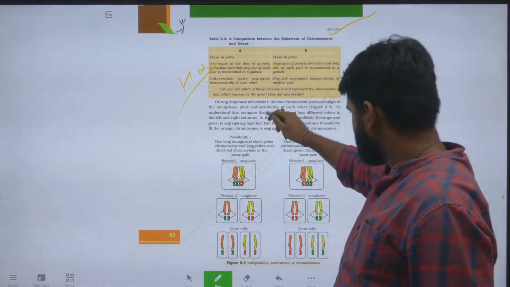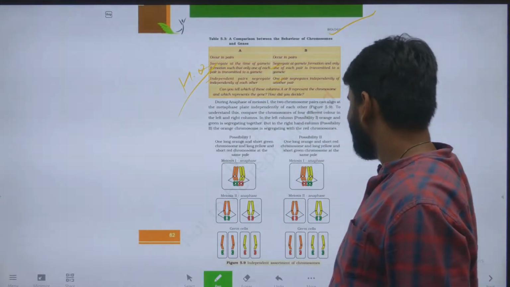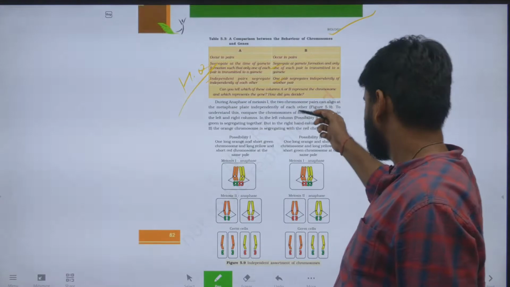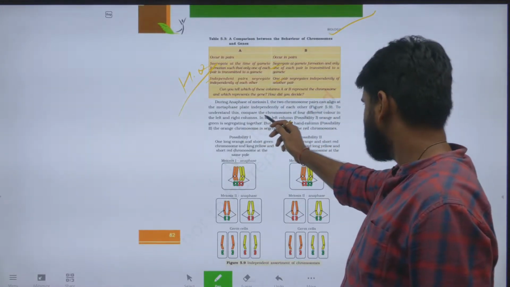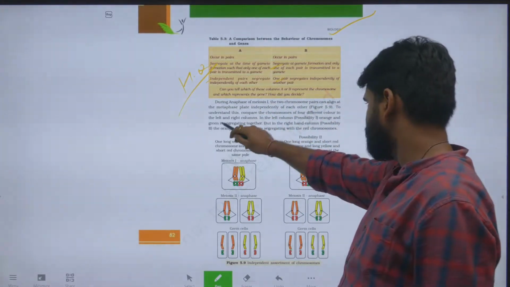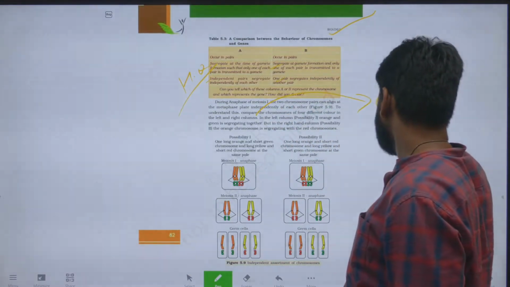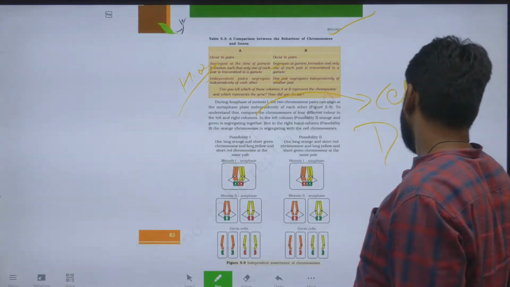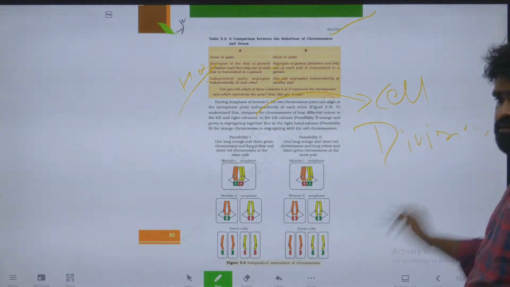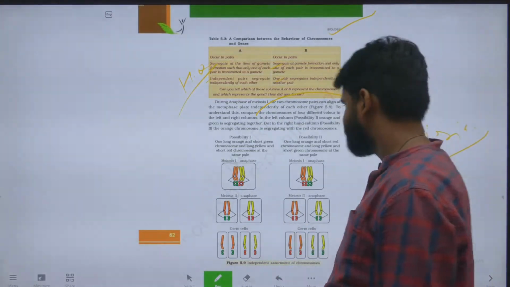During anaphase of meiosis 1, the two chromosome pairs can align at the metaphase plate independently of each other. To understand this, compare the chromosomes of four different colors in the left and right columns, and along with that, read the cell division chapter from class 11, right? You'll get that.